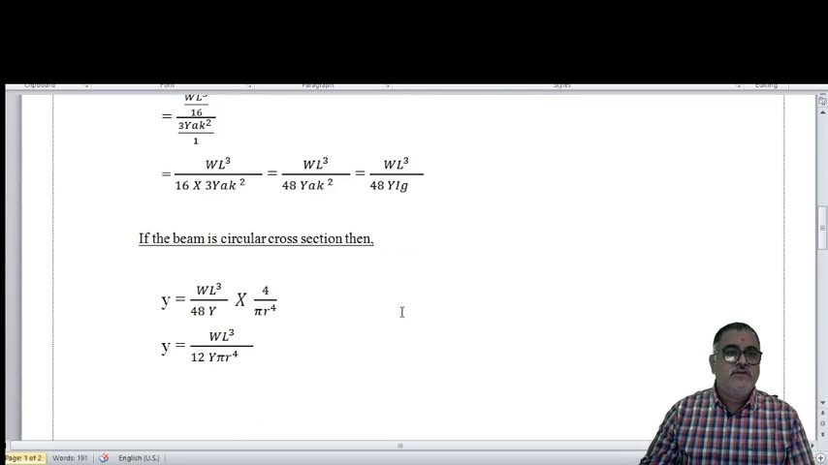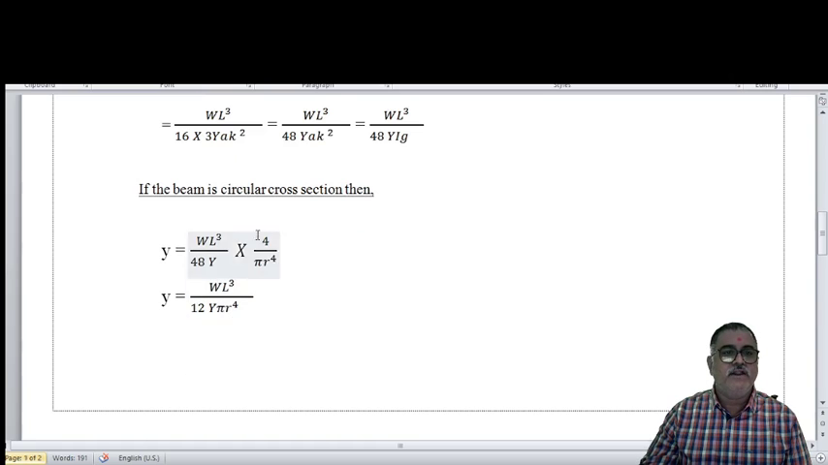See now, if the beam is of circular cross section, then the depression is given by y equals W L cube by 12 Y pi r raised to power 4. Here pi r raised to power 4 relates to the area of that circular beam.